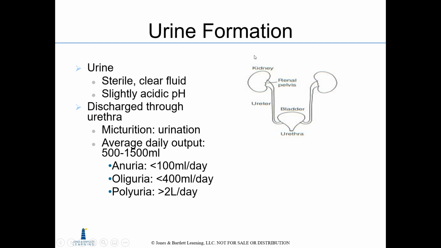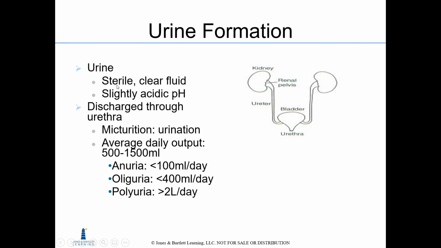This is a basic overview of the urinary system. It's a pretty simplistic system where you have kidneys, ureters, the urinary bladder, and urethra. The kidneys are where urine is formed. The ureter is a tube that connects the kidneys to the urinary bladder. The bladder is where urine is stored until it's time to urinate, and the urethra is the final passage through which urine is released from the body.